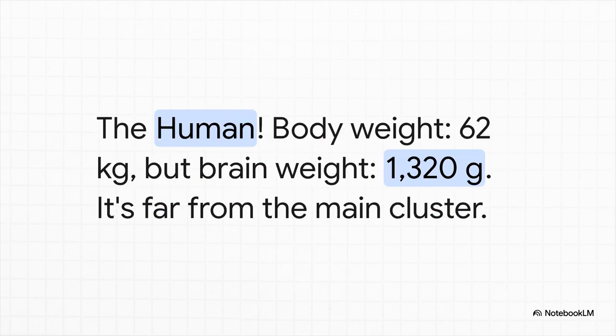If you spotted that one point way up at the top, you are absolutely right. And guess what? That's us, the human. While our body weight of 62 kilograms is pretty average in this group, our brain weight of 1,320 grams is just massive compared to other animals of a similar size. That huge brain is what powers pretty much everything we do, from our complex languages to our ability to build entire cities.